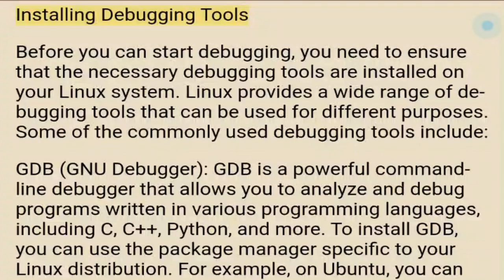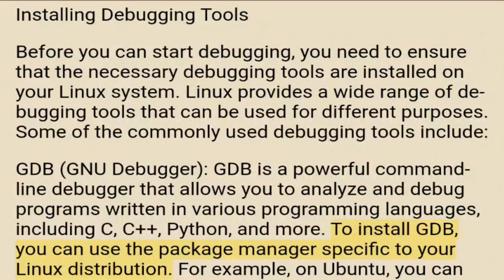Installing debugging tools. Before you can start debugging, you need to ensure that the necessary debugging tools are installed on your Linux system. Linux provides a wide range of debugging tools that can be used for different purposes. Some of the commonly used debugging tools include GDB, the GNU Debugger. GDB is a powerful command line debugger that allows you to analyze and debug programs written in various programming languages, including C, C++, Python, and more.